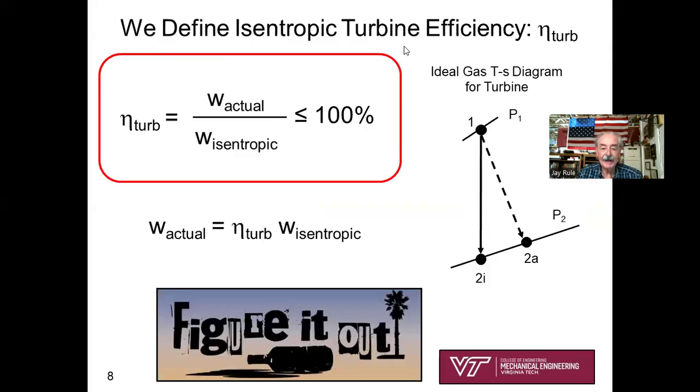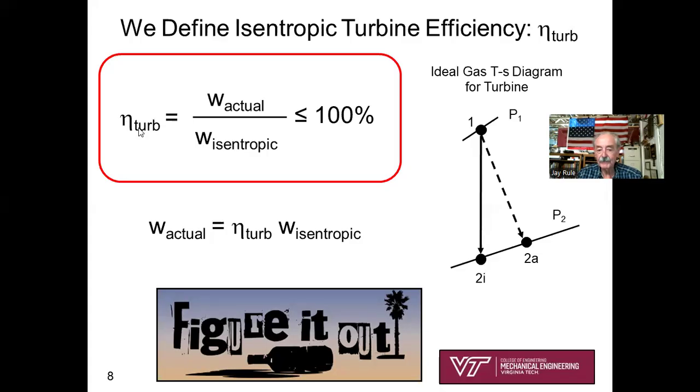So now we define isentropic turbine efficiency. Here it is. This is not N. By the way, this is the Greek letter eta. Eta turbine. That's not N turbine. Don't get out of Virginia Tech and call this N turbine. You will embarrass yourself and Virginia Tech if you call this N turbine. All right. It's eta, Greek letter eta.